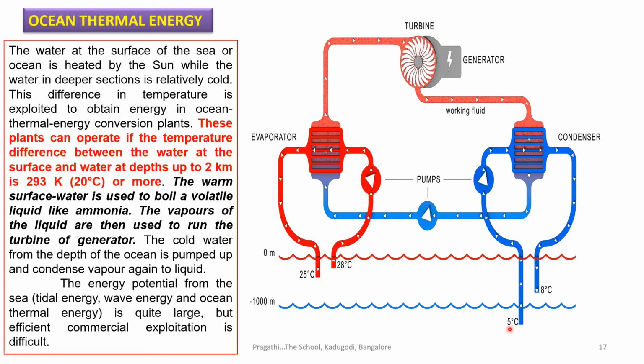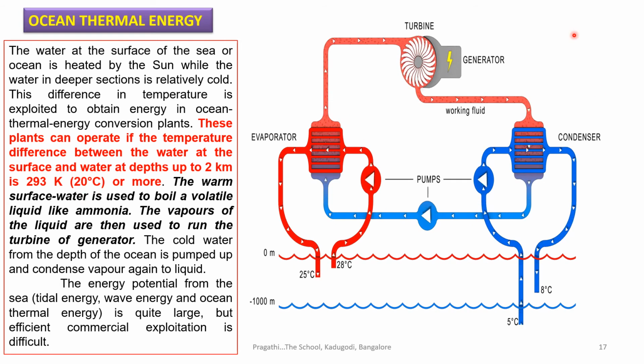See here, 28 degrees is there because of the sun, because it is a layer, right? So the sun falls directly here, and the top layer will become warm. Okay, so 28 degrees at the top, and 8 degrees inside. 28 minus 8, how much? 20 degrees.